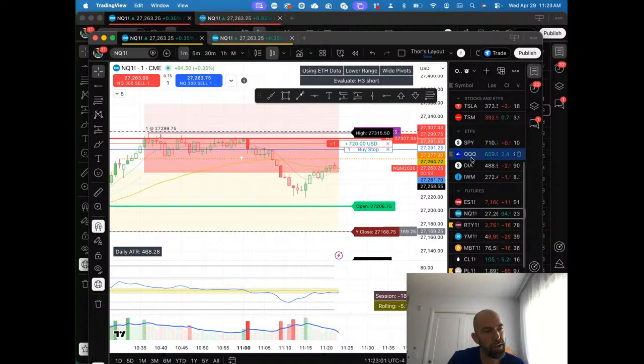NQ is the futures contract for QQQ. YM is the futures contract for the Dow Jones Industrial Average. And RTY is the futures contract for IWM. So whenever we're trading ES, NQ, YM, or RTY, we're just trading indexes.